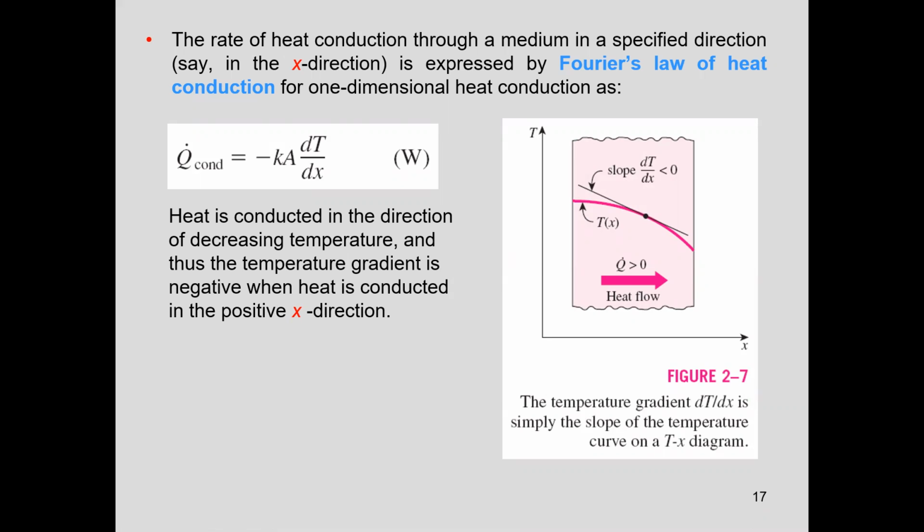The rate of heat conduction through a medium in a specific direction is expressed by Fourier's law of heat conduction for one-dimensional heat conduction as this. The heat is conducted in the direction of decreasing temperature, and thus the temperature gradient is negative when the heat is conducted in the positive x direction. Here, the temperature gradient dT/dx is simply the slope of the temperature curve, that is the T(x) curve.